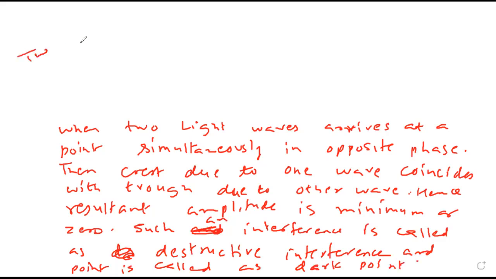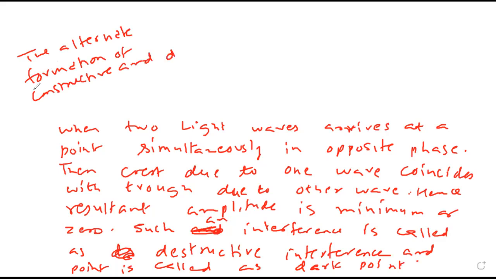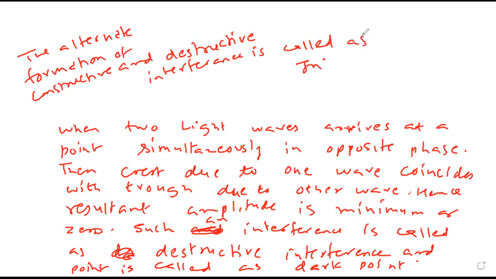The alternate formation of constructive and destructive interference is called the interference pattern of light.